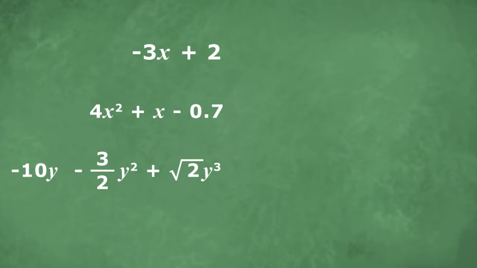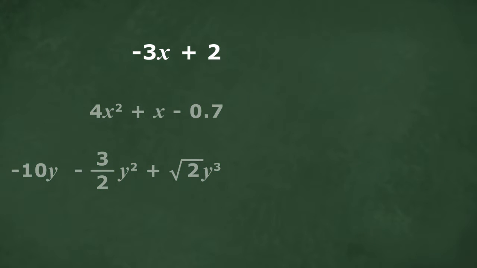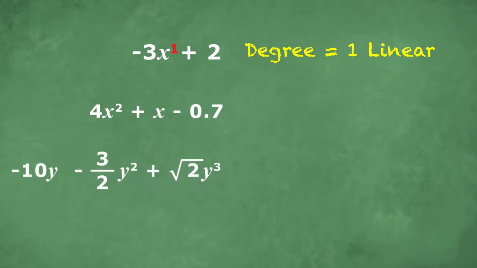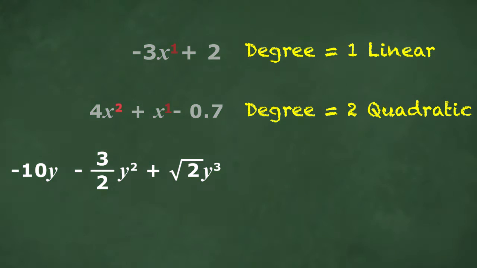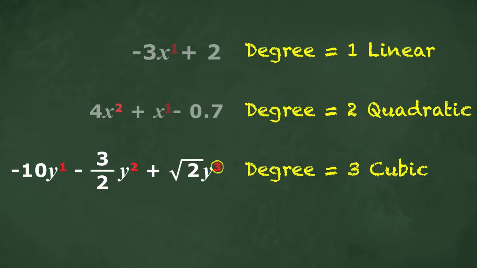Let's look at the polynomials again. In -3x plus 2, the highest index of x is 1. We say it is a polynomial of degree 1, or a linear polynomial. In the second expression here, the indices of x are 1 and 2. 2 is the highest index. We say it is a polynomial of degree 2, or a quadratic polynomial. In this polynomial in y, the indices of y are 1, 2, and 3. So the largest index of y is 3. We say this is a degree 3 polynomial, or a cubic polynomial.